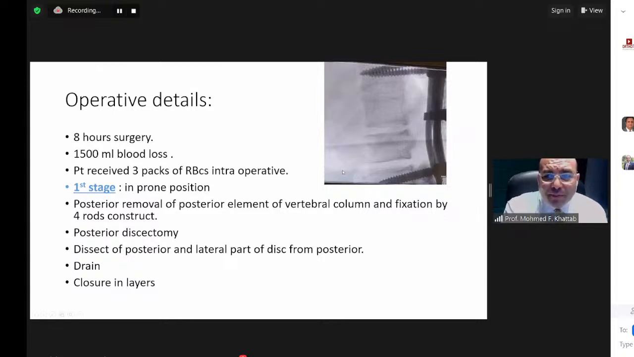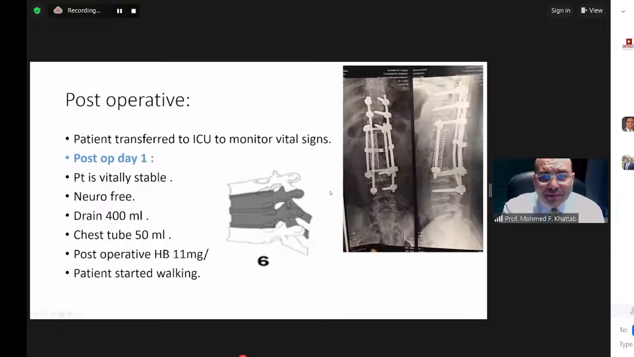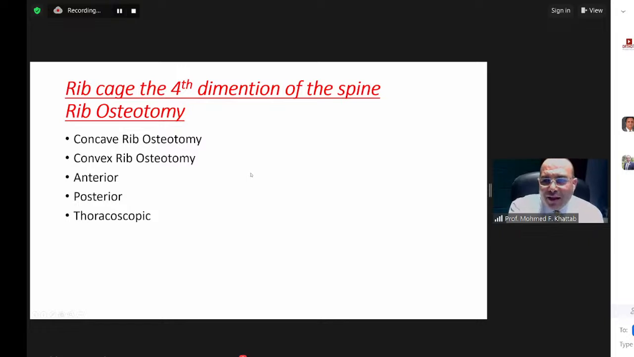That's why we agreed to do a Schwab type 6 osteotomy. We removed two vertebral bodies and the adjoining discs. It was done as a front, back and front procedure. It took something like 8 hours with 1,500 mL blood loss. And this is the removal of the diseased vertebral bodies. And we reconstructed anteriorly and posteriorly. Forward techniques were done to reconstruct posteriorly and anteriorly as well. We used screws and pyramesh. This is the sixth type of osteotomy according to Schwab.